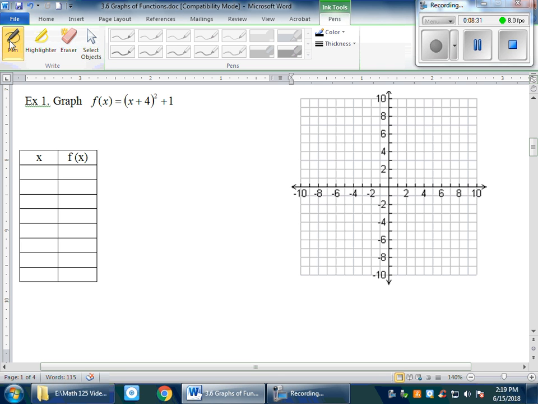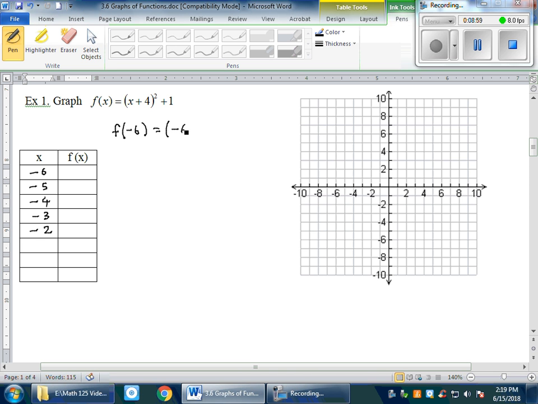That will be the difficult, tedious part that you will run into. Okay. So let's take a look at this one. The points that I'm going to pick in this case will be -6, -5, -4, -3, -2. If I pick -6, like we did earlier, I can substitute -6 into the function and do the computation. So (-6 plus 4) squared plus 1. This gives me (-2) squared plus 1, which is 4 plus 1, which is 5.